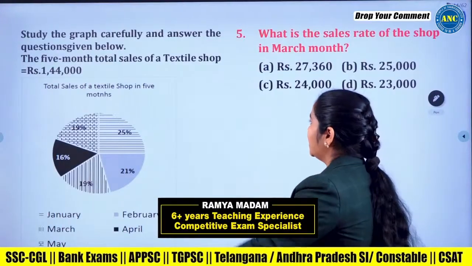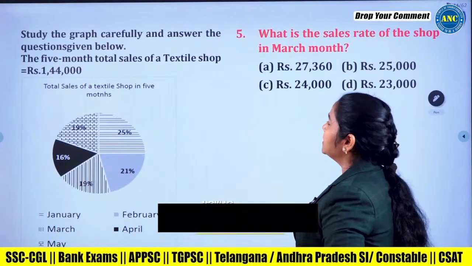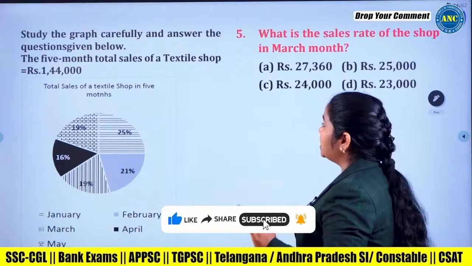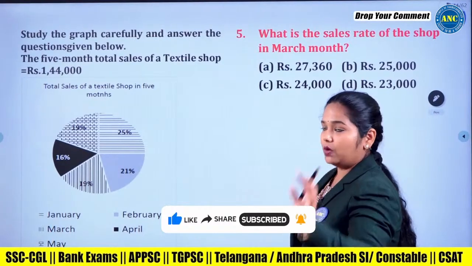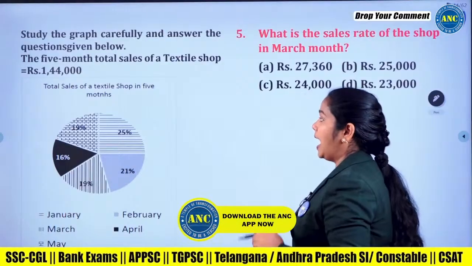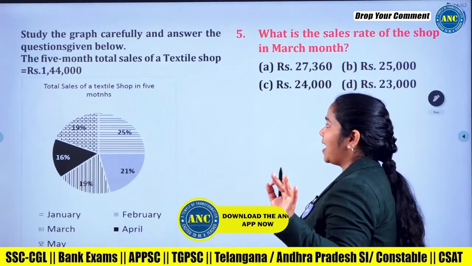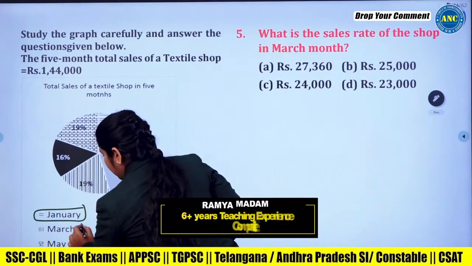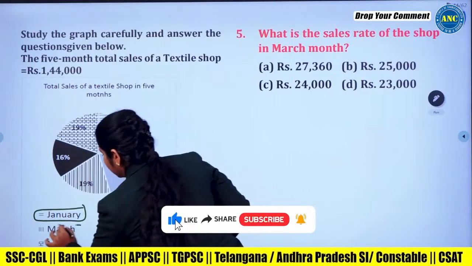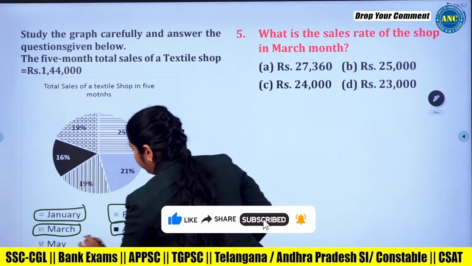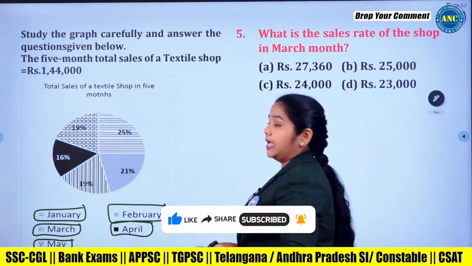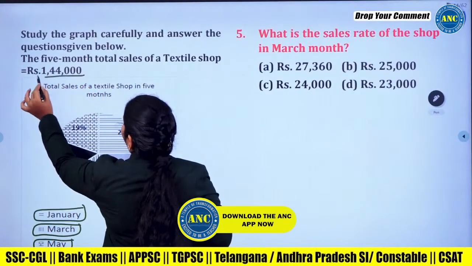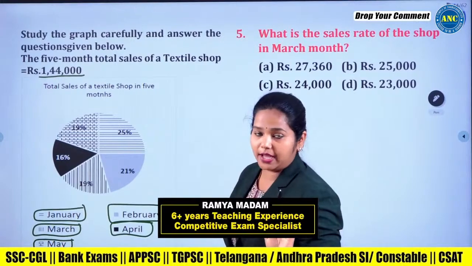Next question. What are they saying? Study the graph carefully and answer the questions given below. The 5-month total sales of a textile shop. There is a textile shop, and for this textile shop there are 5 months of total sales given. What are those months? January, February, March, April and May. In these 5 months the sales data is given here, and the total sales is 1,44,000 in these 5 months. Clear?